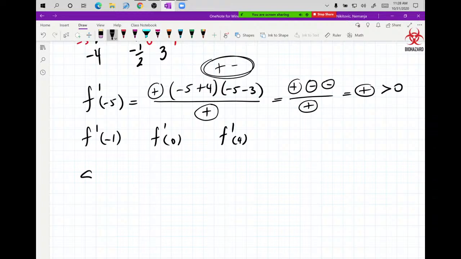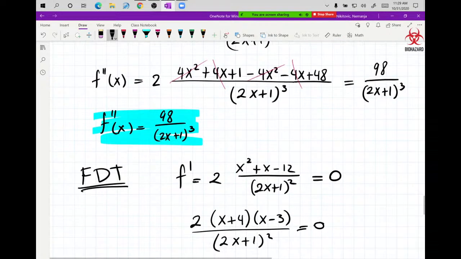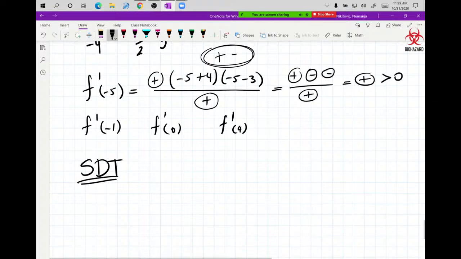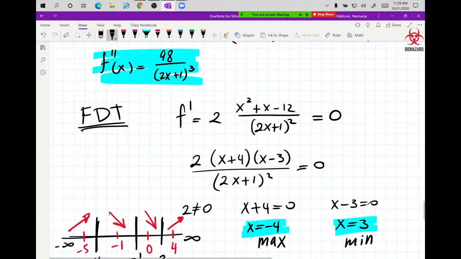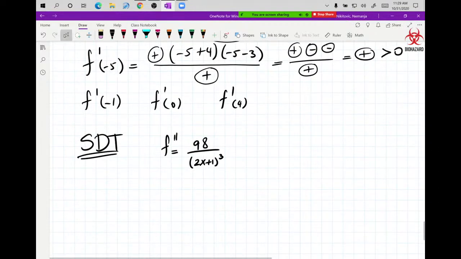for the first derivative. Second derivative test. Remember, each problem is like 30-40 minutes, so such is life. We had something simple. We had 98 divided by 2x plus 1 cubed. That was it, right? Yeah. And when you set this equal to 0, there's no solution, which means no inflection point.